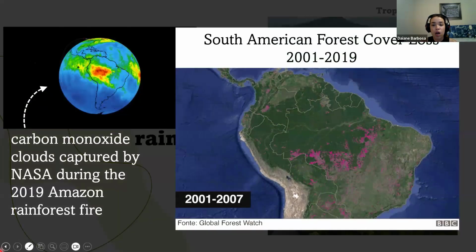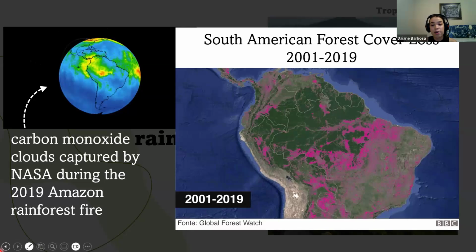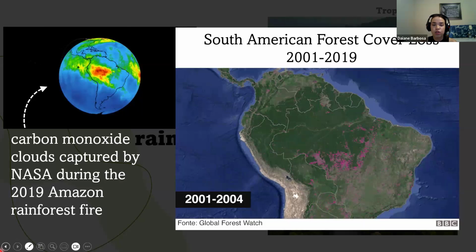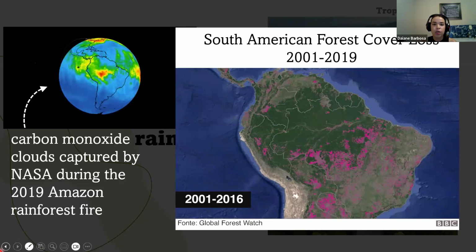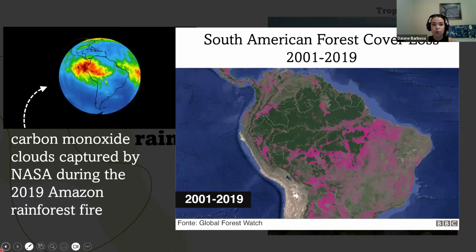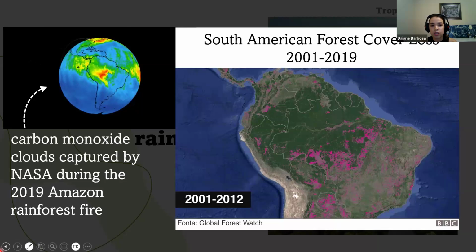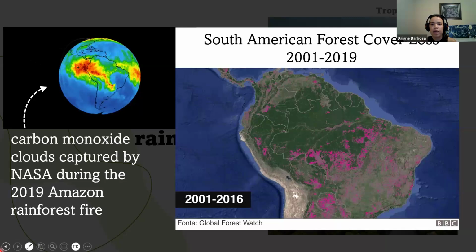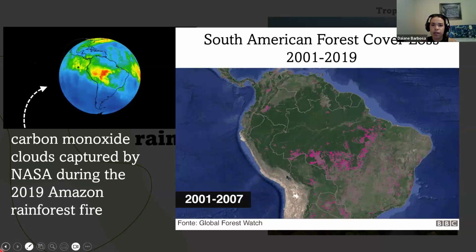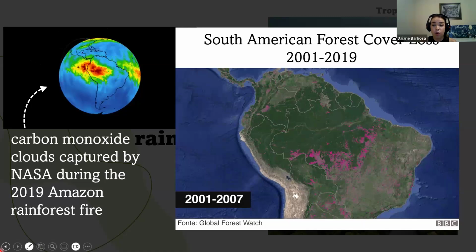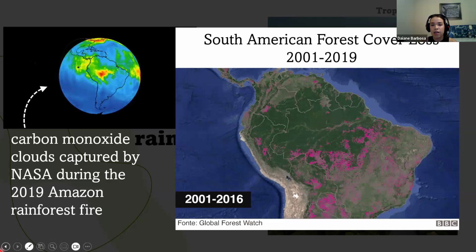But we are losing this area year after year, and the level of this destruction is so high that we can see this heat get out, and NASA captured these pictures about the high level of smoke in the area that happened in 2019 and is happening right now. Smoke is going across the countries and the entire continent.